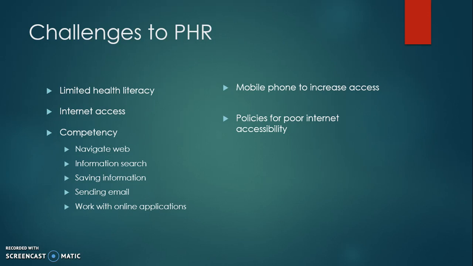Competencies that the authors identify are navigating the web, searching for information, saving information, sending email, and working with online applications. They state that mobile phone use is higher for underserved communities than other forms of internet access. So this method can serve as a tool for consumers to access their personal health records. Other ways for improving these problems are by creating policies for improving internet access.